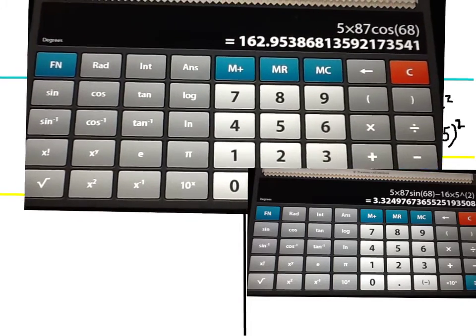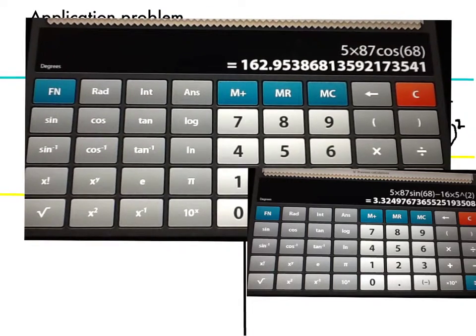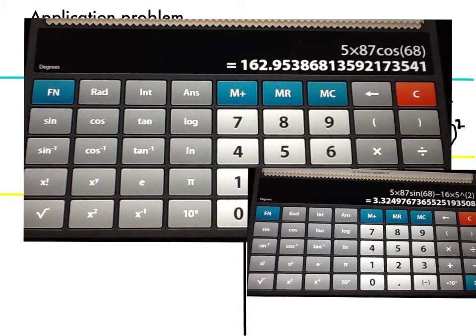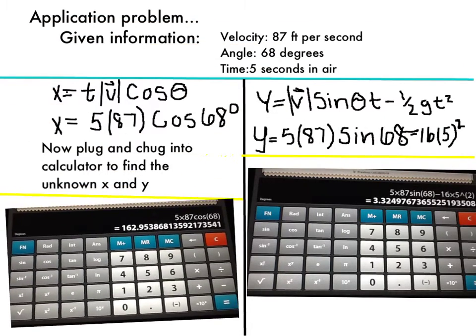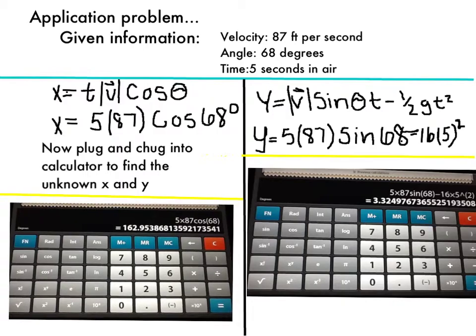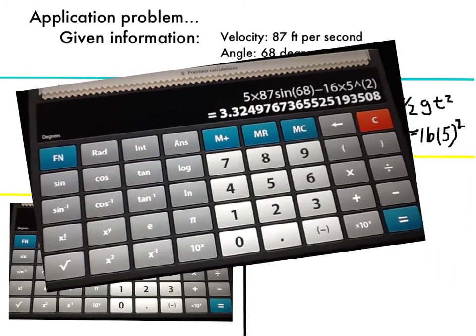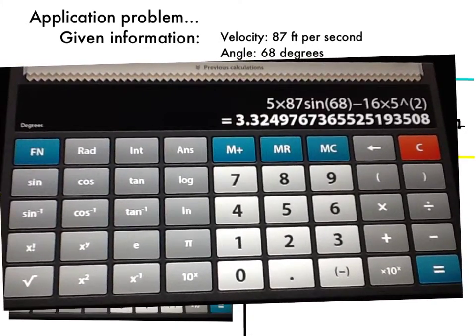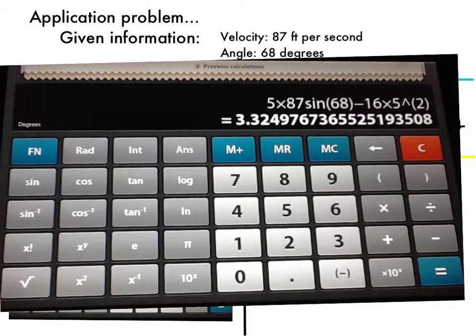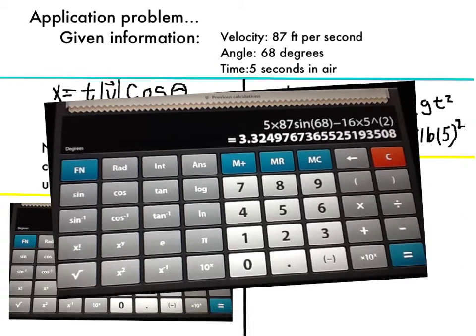So we get 5 times 87 cosine 68, we get 162.95. Then we take 5 times 87 sine 68 degrees minus 16 times 5 squared, and we get 3.33.